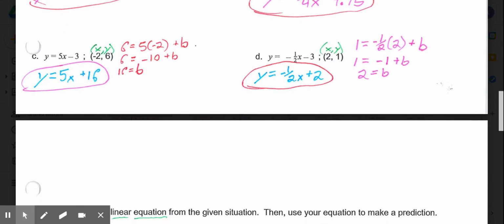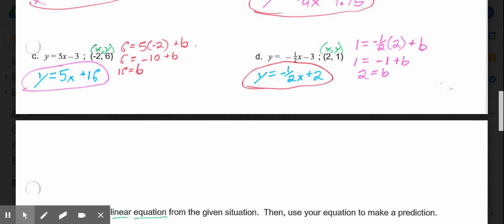Then we have the same thing in parts C and D. So our original line in C, y = 5x - 3, so we know the slope is 5. We are going to figure out a line parallel going through the point (-2, 6). So our equation, 6 = 5 times -2 + b.